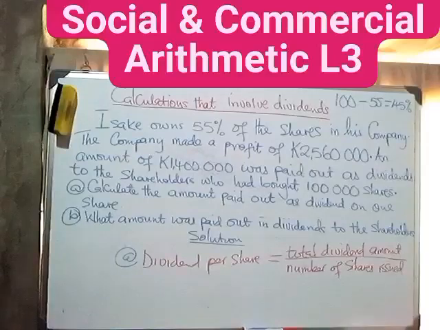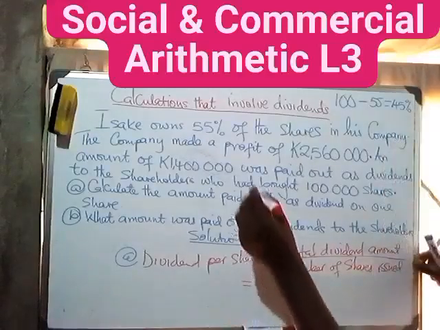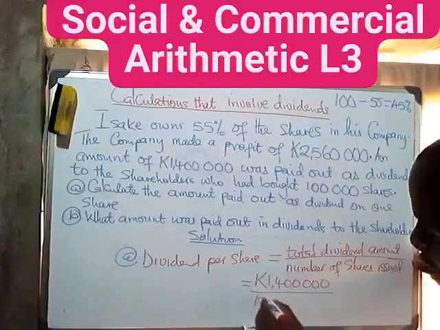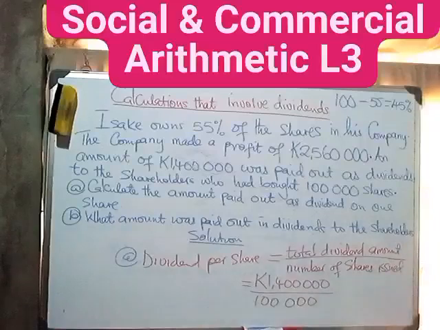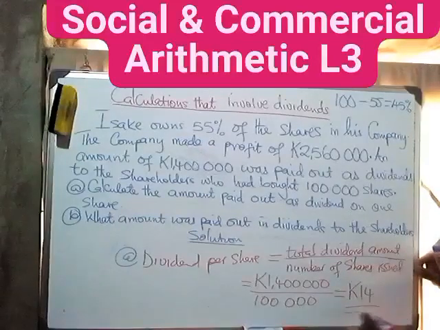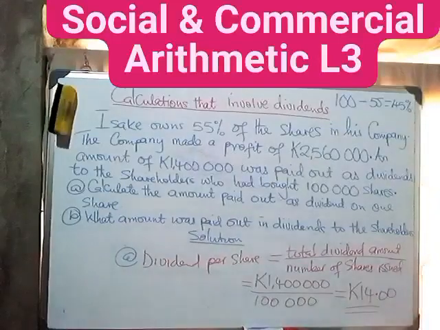We take the total amount for the dividend and divide it by the number of shares issued. Now, what is the total dividend amount? We have been told that it's 1,400,000, divided by 100,000. If we divide 1,400,000 by 100,000, we find that our answer will be 14. So 14 kwacha is the amount per share, meaning one share is bought at 14 kwacha.